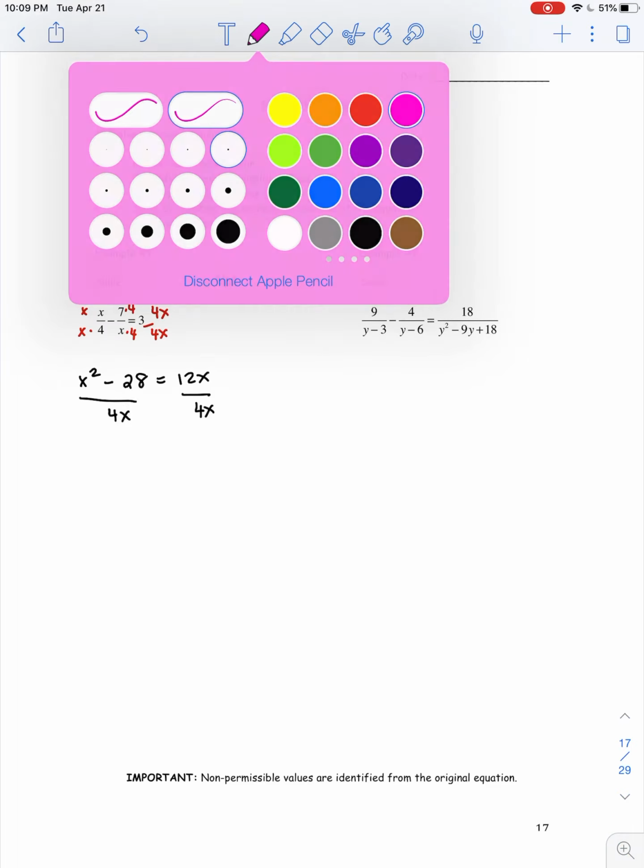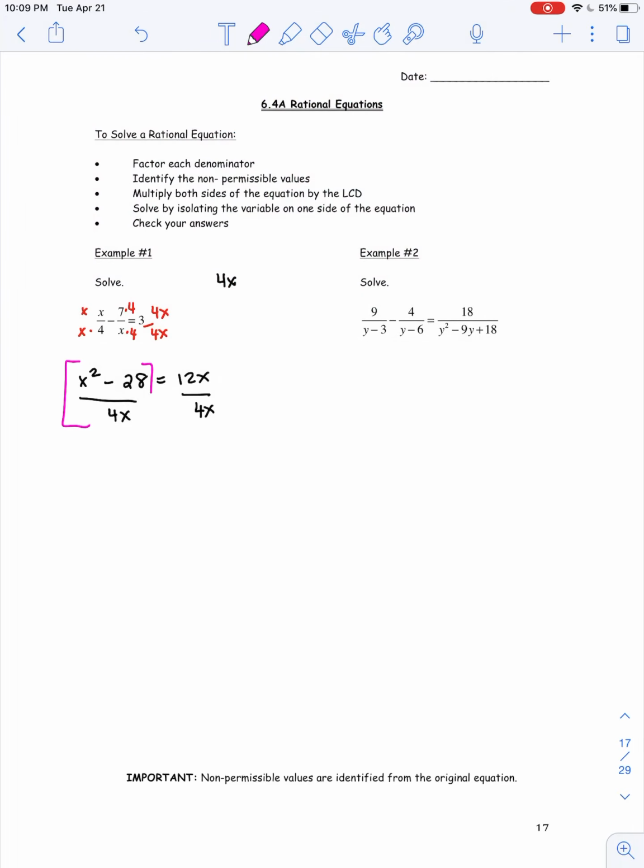So what we're really doing now is multiplying this side by 4x, because what you do to one side, you do to the other, and this side by 4x. The reason we get the common denominator is because these will cross each other off, and these will cross each other off, which will eliminate that denominator. And then we only have to solve x squared minus 28 equals 12x.